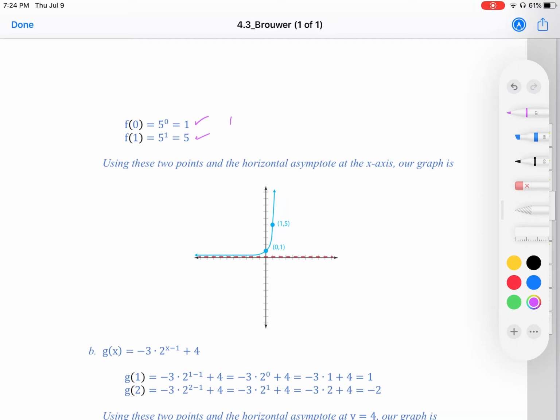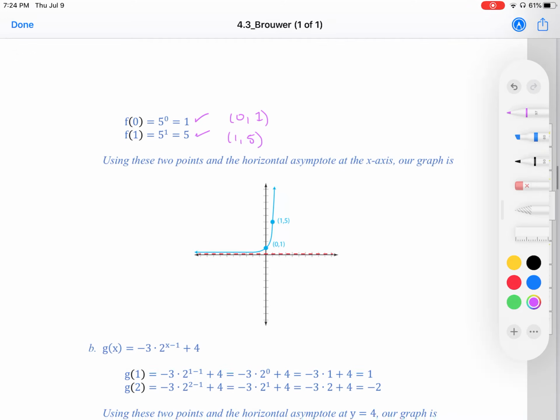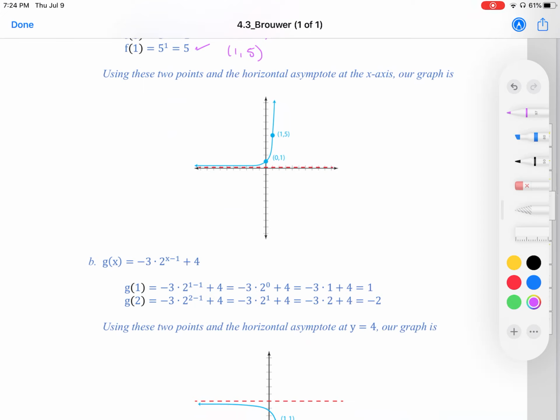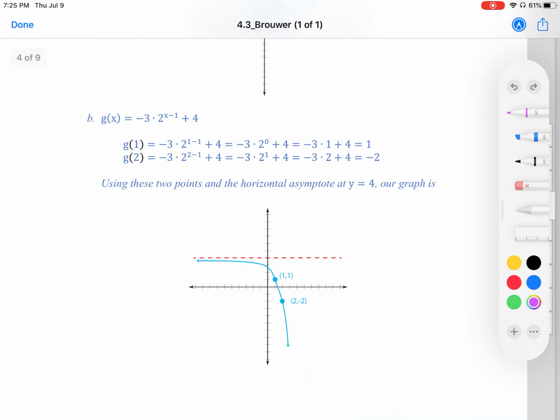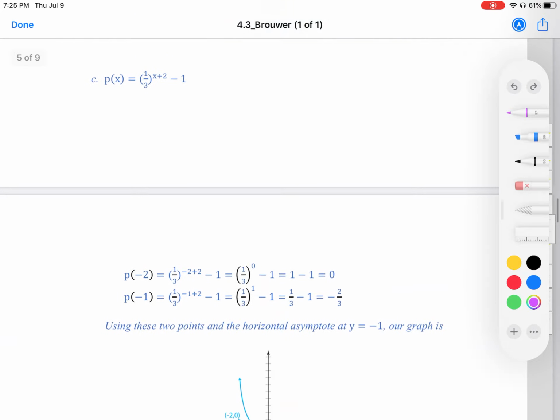So we have 2 points. We have 0, 1, and we have 1, 5. So we plot them. We have our horizontal asymptote, and we have our 2 points. So we know our graph would look something like that. One side gets closer to your asymptote, and one side pulls away. Let's take a look at C.